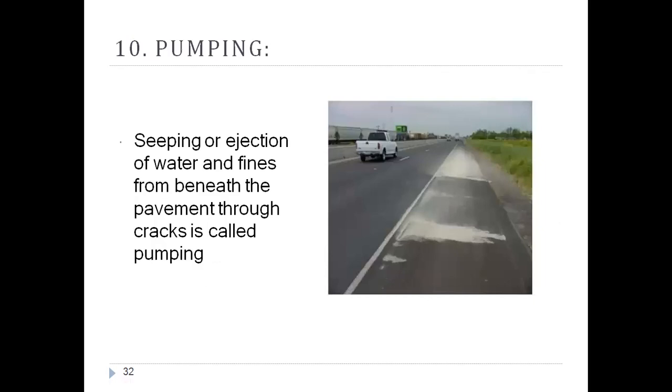Next, pumping. Here, the seeping or ejection of water and fines from beneath the pavement through cracks is called pumping. You can observe in this image that the finest particles present beneath the pavement can be pumped out through the damage. So the cracks on the pavement can pump out the fine granular particles present beneath it. Here you can observe the pumping of fine particles from beneath the pavement through cracks, which is called pumping.